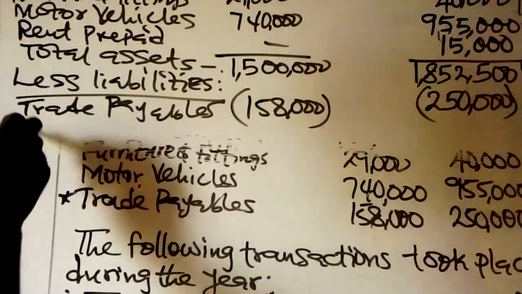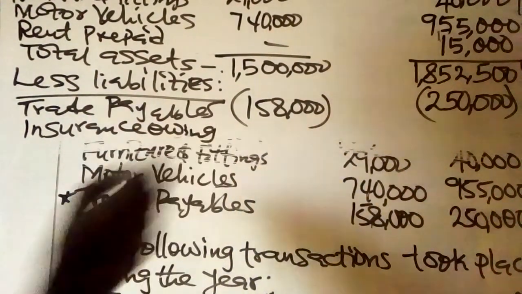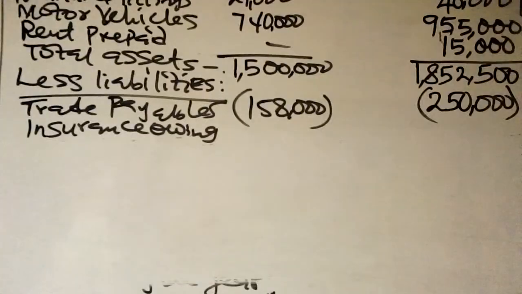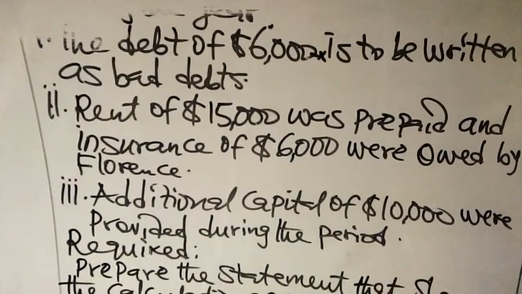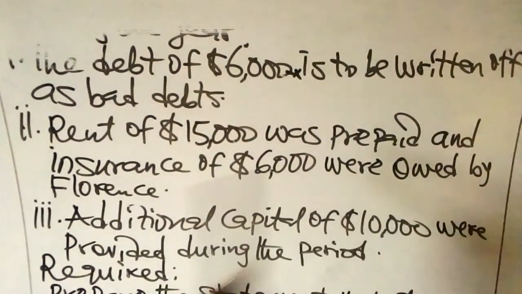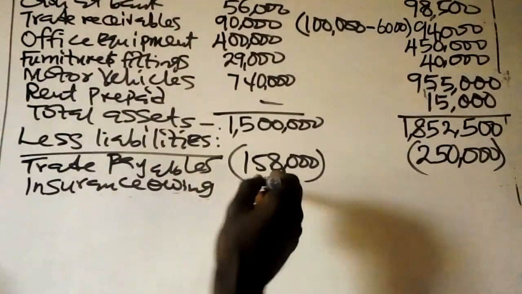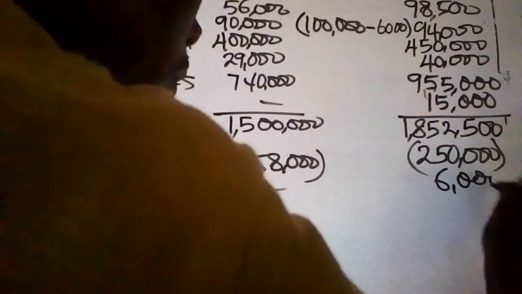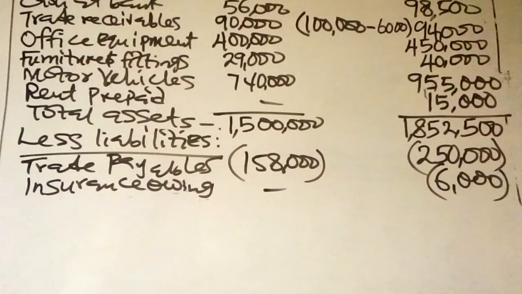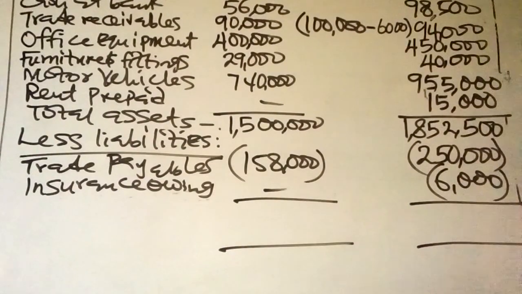Insurance owing. Insurance of 6,000 was owed. Since it was owing during the period, it is to be treated in the closing entry. These are the liabilities we have. So you now subtract the liabilities from the assets, and you have the capital.